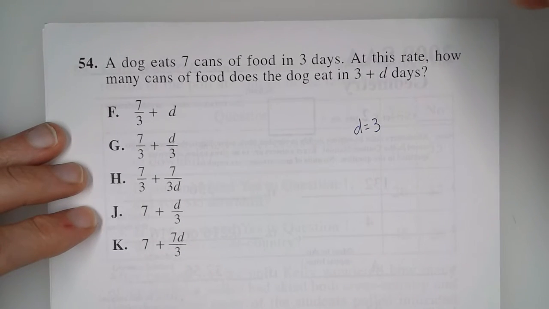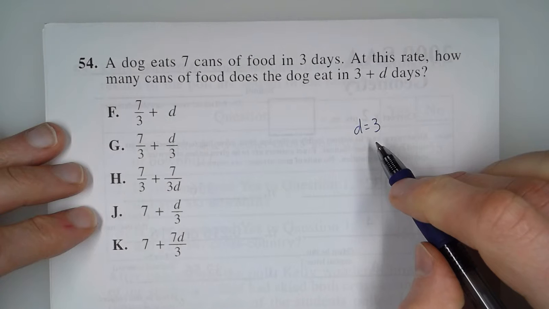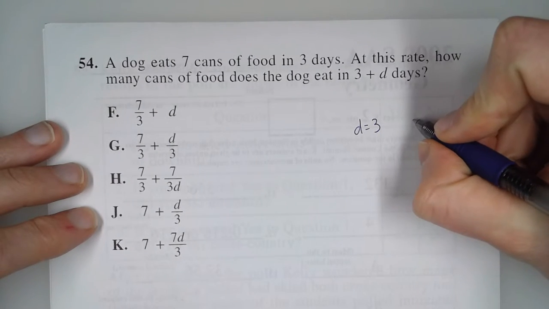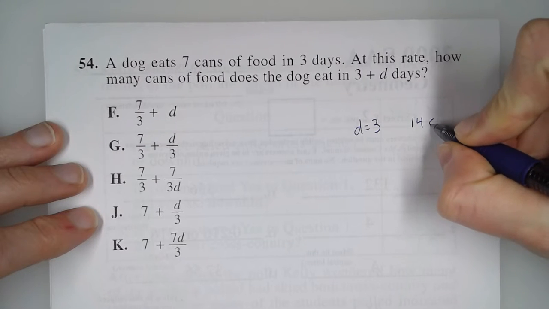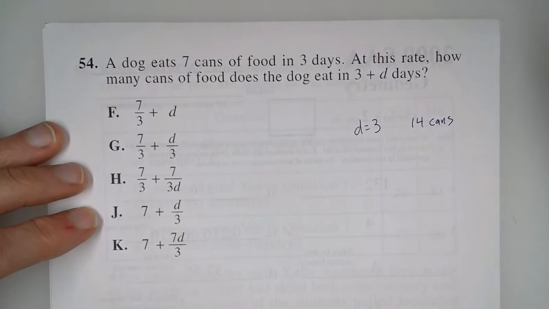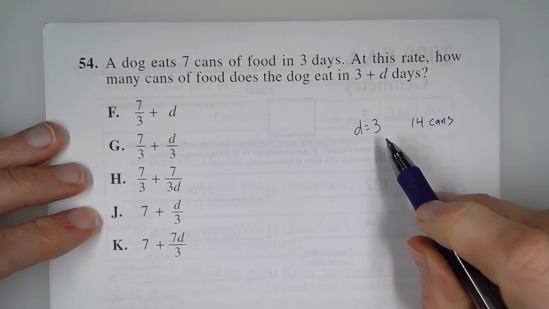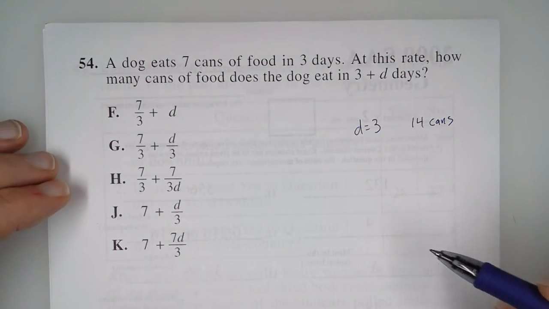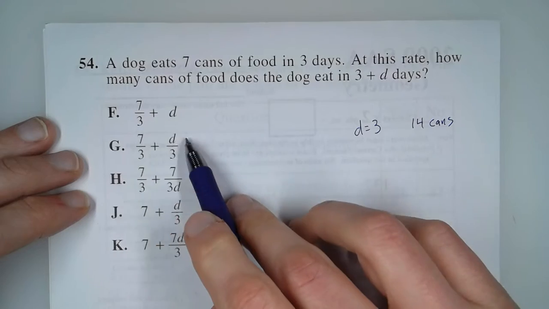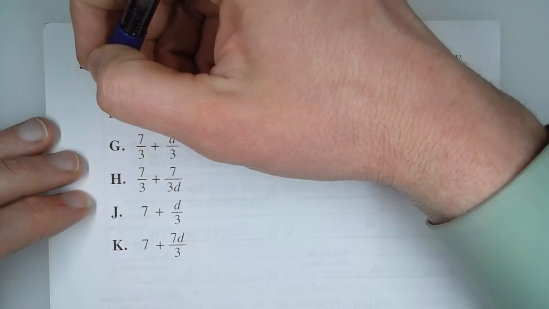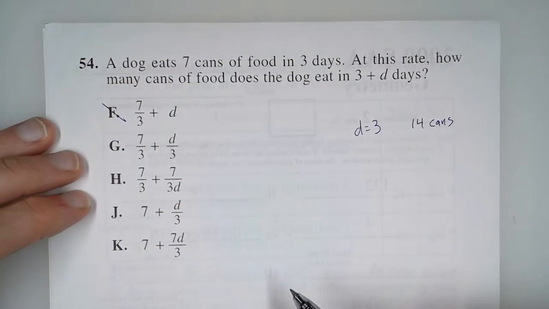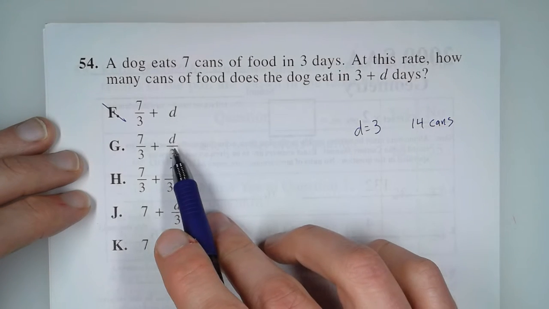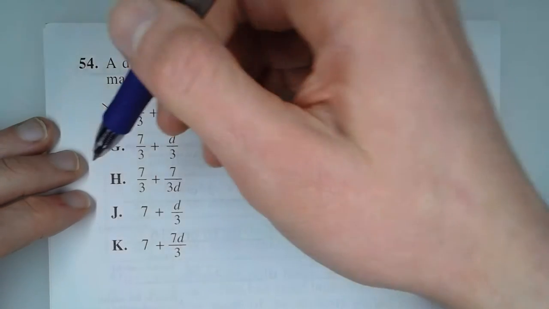Well, that means that now 3 plus 3 days is 6 days, which means that the dog's going to eat twice as much, 14 cans. So here's the thing. If I plug in 3, which of these expressions gives me 14? Well, 7/3 plus 3? No, that doesn't give me 14. 7/3 plus 3 over 3? No, that doesn't work.